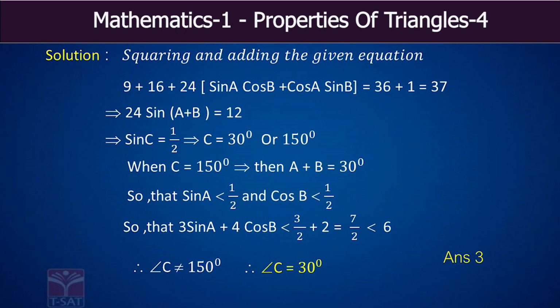C is equal to 30 or 150. But when C is equal to 150, then A plus B is equal to 30, so that sin A is less than half and cos B is less than half. So that 3 sin A plus 4 cos B is less than 3 by 2 plus 2, which is 7 by 2. And 7 by 2 is less than 6, but you are given that it is 6. So angle C is not equal to 150 degrees. Therefore, angle C is equal to 30 degrees. So correct option is 3.